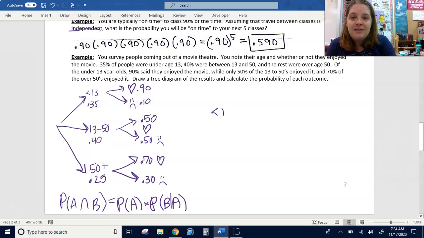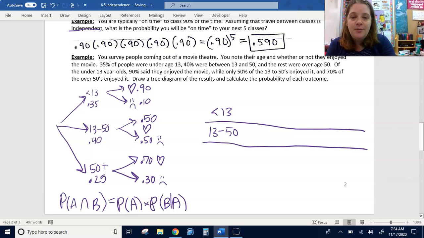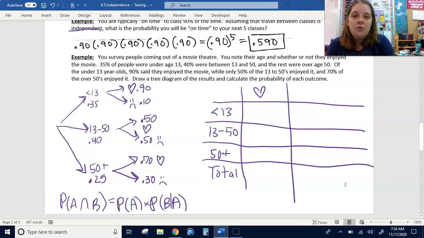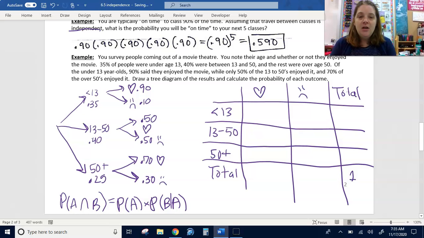So I'm going to say less than 13 and 13 to 50. Oh, my handwriting is terrible. I so apologize for this. I promise the one you download from the website will be neater than this. 50 plus, and then remember, you don't want to forget the word total here. Oh, what a terrible table I'm writing. And then across the top, we're going to have whether you love the movie or you don't like the movie, and again, total. And if we do this properly, these should add up to 100%.